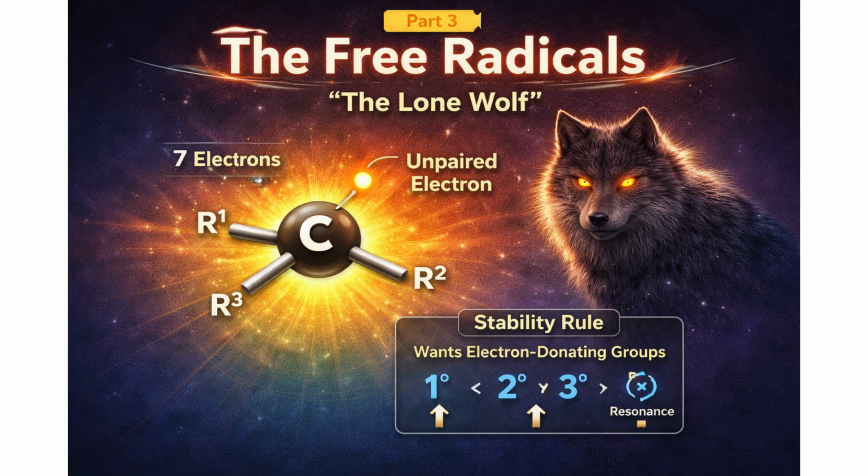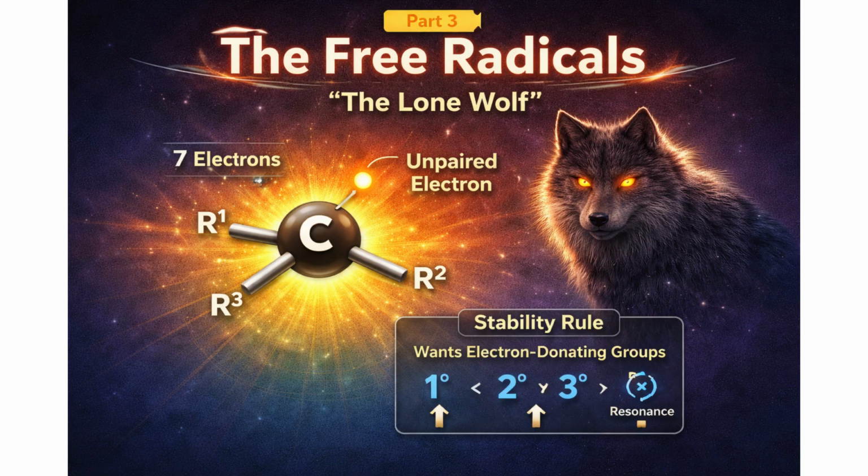Finally, let's meet the free radical. Think of this carbon as a lone wolf. It has exactly 7 electrons in its valence shell. It's not quite at a full octet of 8, but it's not positively or negatively charged either. It is neutral, yet it feels incomplete. Because it is still short by 1 electron, it behaves very much like our hungry carbocation. It's looking for a little bit of help to stabilize its situation.